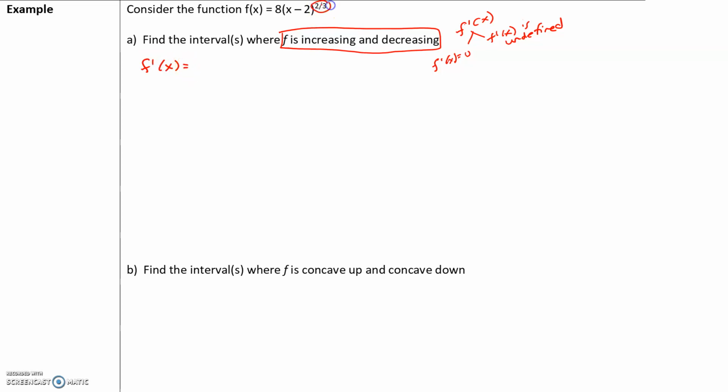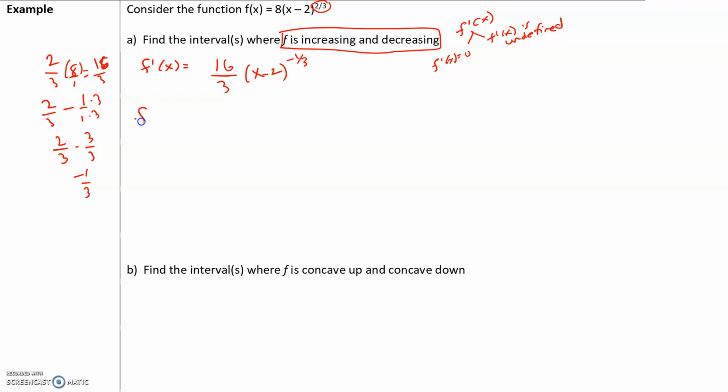You multiply 2/3 times 8. 2/3 times 8 is like 8 over 1. 2 times 8 is 16. 3 times 1 is 3. So we get 16 over 3 times x minus 2. And then we take the 2/3 and we subtract 1, which is like 1 over 1. If you get a common denominator, you get 2/3 minus 3/3, which is negative 1/3. So f prime of x is equal to 16 over 3 times x minus 2 to the negative 1/3.